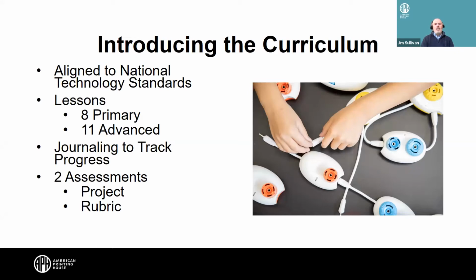So one of the great things about CodeJumper is the curriculum that comes along with it. One of the things to talk about right off the bat is how the curriculum specifically aligns to national technology standards. As you begin to move through the curriculum, the vocabulary and the learning objectives will align very nicely with existing curriculum that's going to be used within your state or your region of the country. The curriculum itself is made up of 19 lessons.